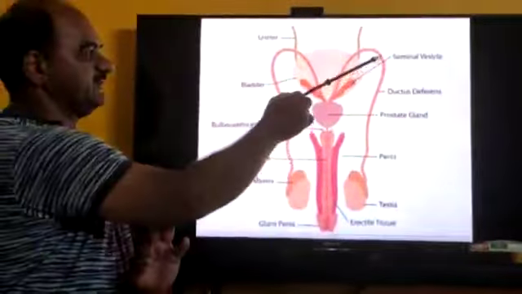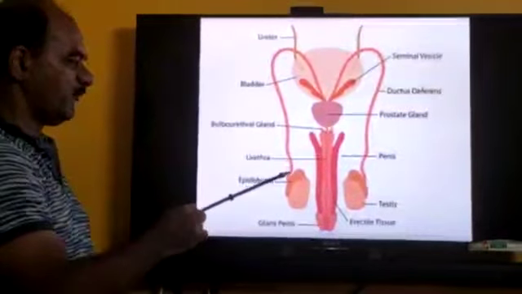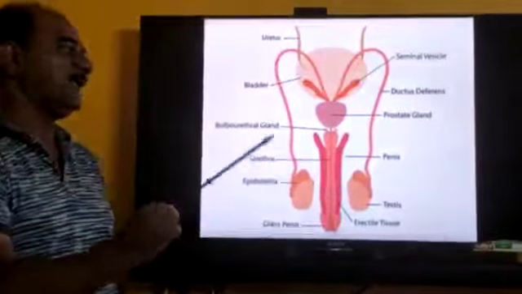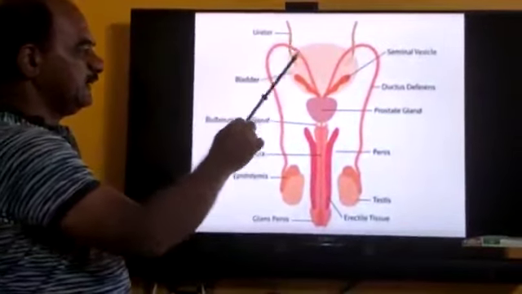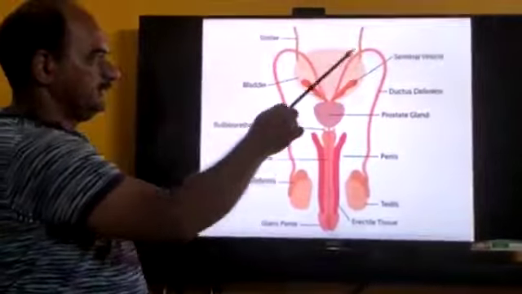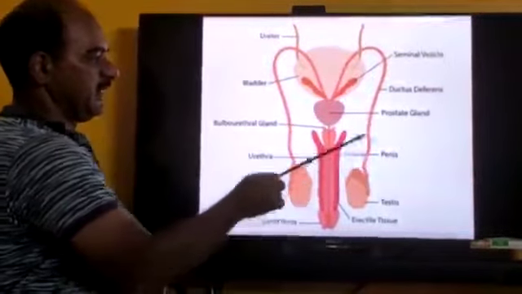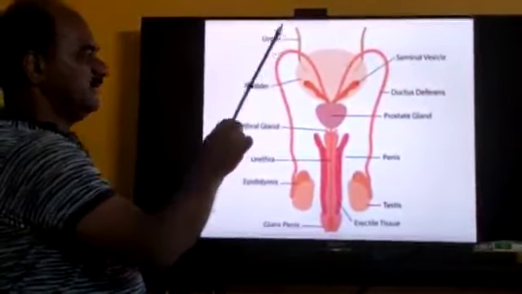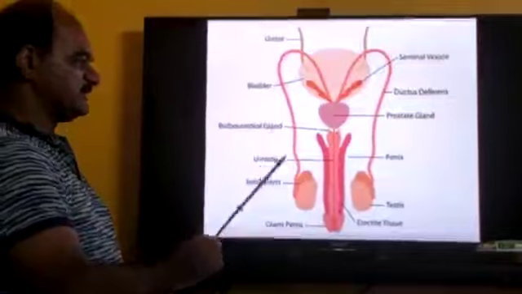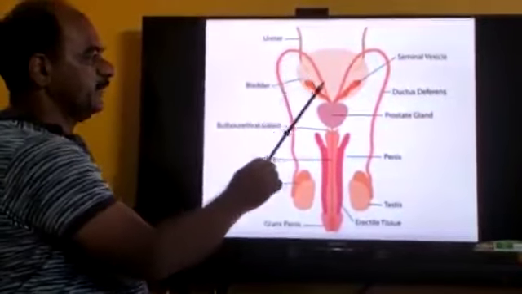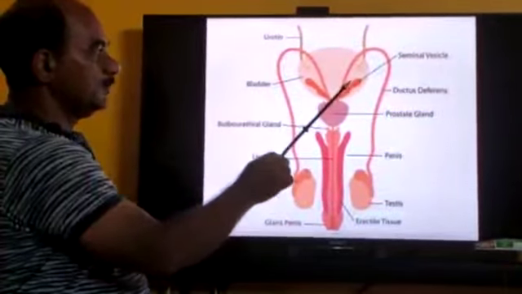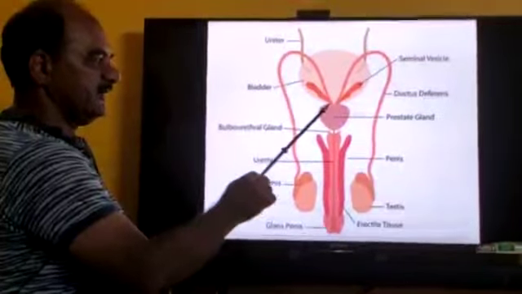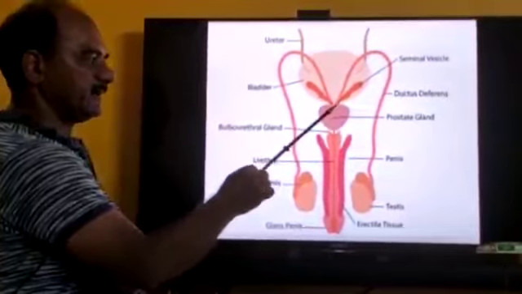A pair of vas deferens is present, and each is 40 centimeters in length. It runs upward, then backward, then downward. This vas deferens carries sperm toward the seminal vesicle, which is an accessory sex gland, and then enters the ejaculatory duct.